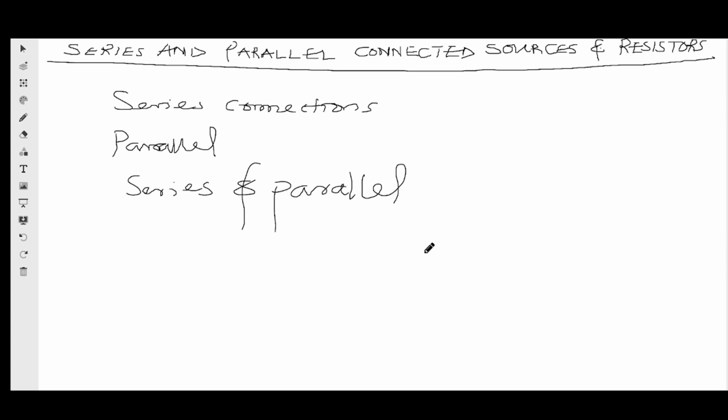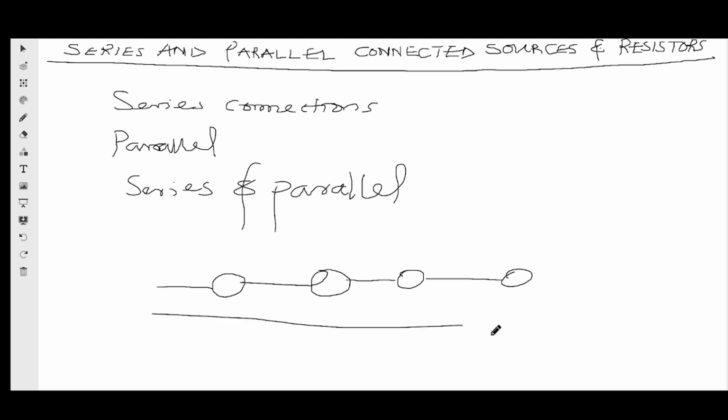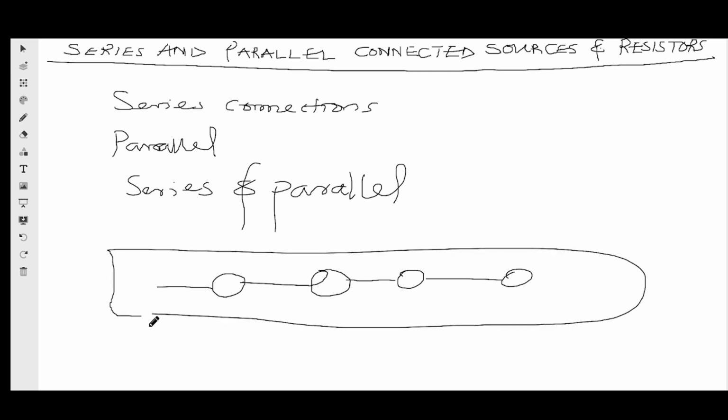Basically, we know what series and parallel combination is. Series are something that are connected side by side. So I have a component here, it's connected to another component, connected to another component, connected to another component. They are connected in series. So this is the basic explanation of what a series connection means.